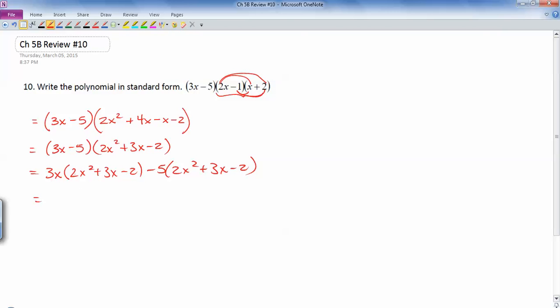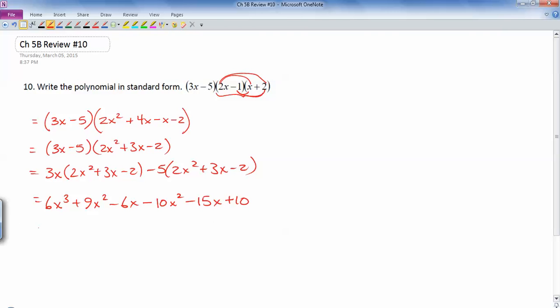So then the first one is going to turn into 6x cubed plus 3x times 3x is 9x squared. And then 3x times negative 2 is minus 6x. And then you've got to distribute the negative 5 to everything here. So it's minus 10x squared, and then minus 15x, and then plus 10.